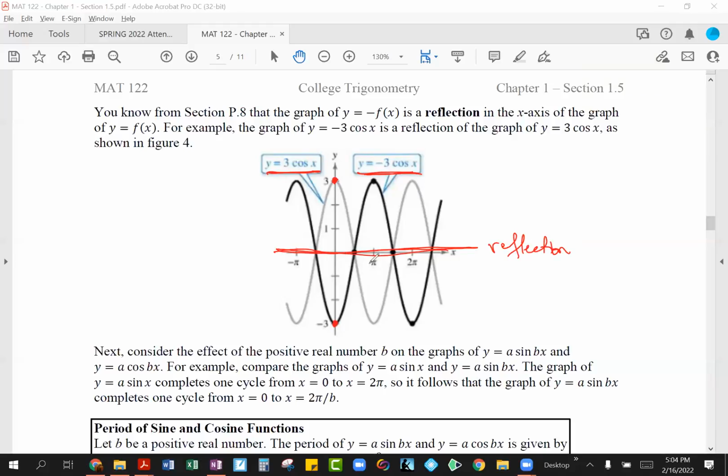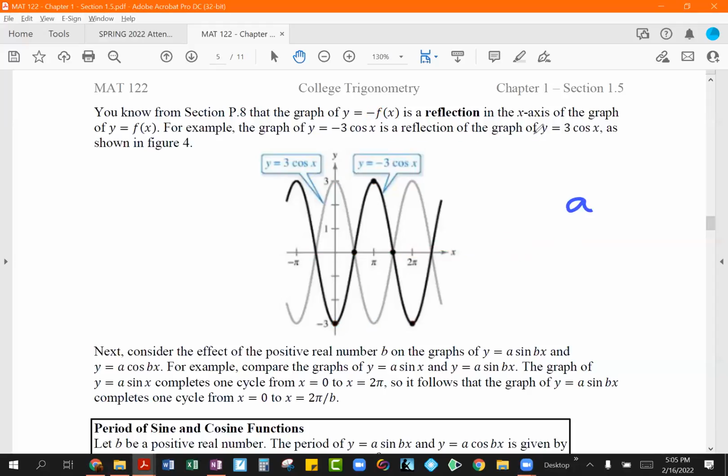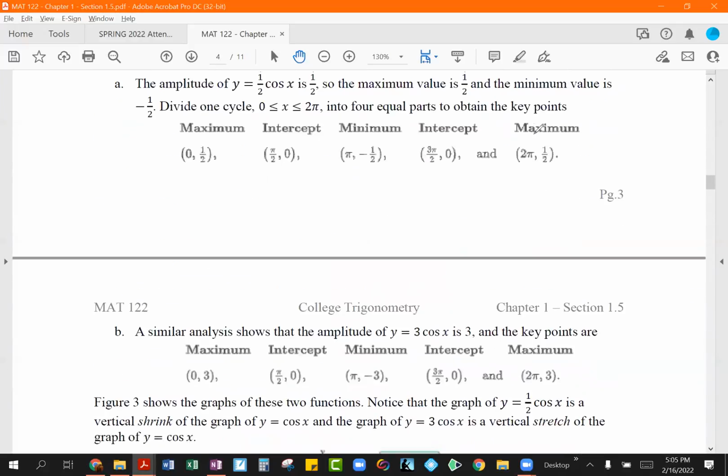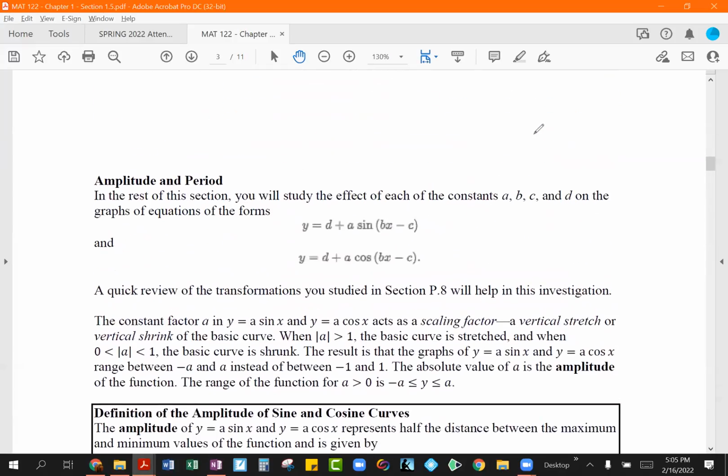So if you place that mirror right around here, your maximum becomes the minimum, and the minimum becomes the maximum. You're literally turning that entire graph upside down and creating a reflection. That's what happens if you put a little negative sign in front of your function value. And all of this is coming from that factor of a that we are multiplying in front of our function.